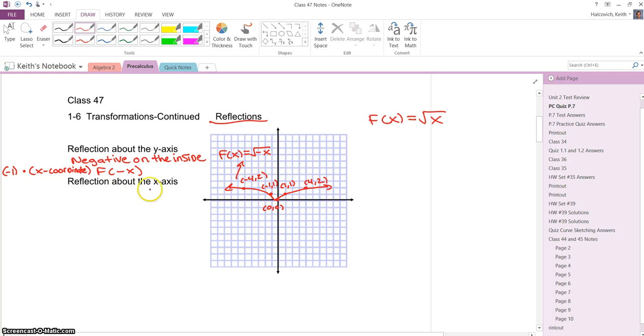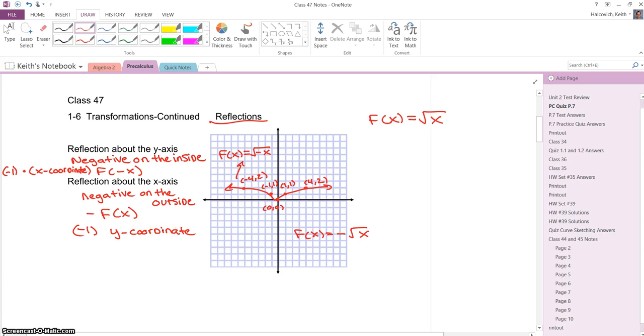To do a reflection about the x-axis, this is where you have the negative on the outside. So for example, negative f of x. So this is where you would go negative 1 times the y coordinate. So if I wanted to find f of x equals the negative of the square root of x, see the negative sign's outside of the square root, then you just multiply each y coordinate by negative 1.